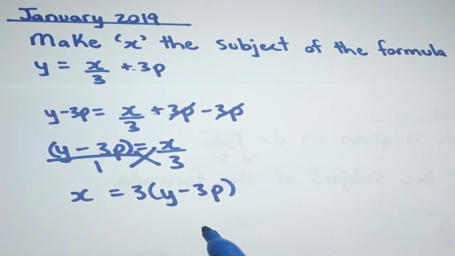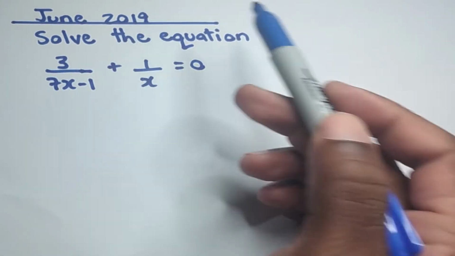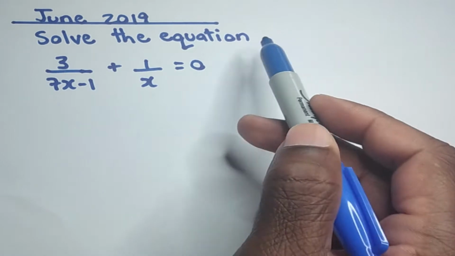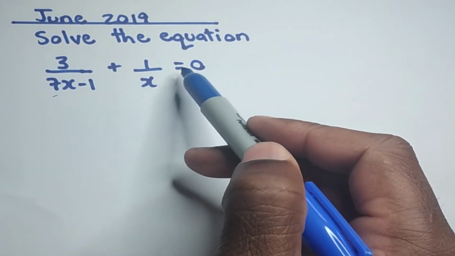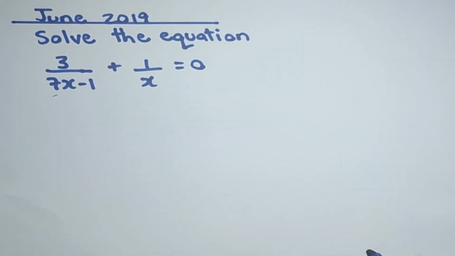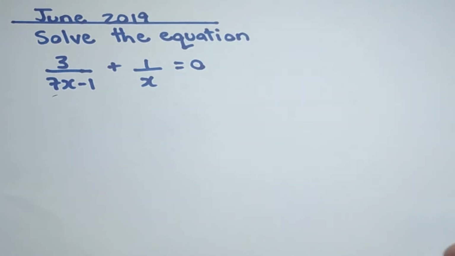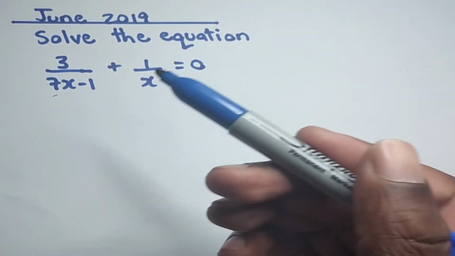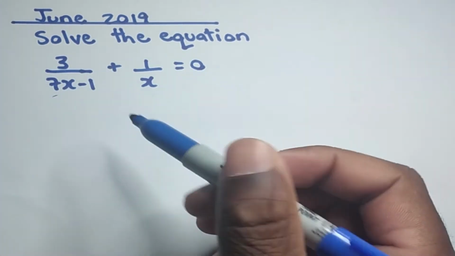Alright, so now let us look at the June 2019 paper. This was a question that was given on the June 2019 paper, and they asked us to solve the equation 3 over 7x minus 1 plus 1 over x is equal to 0. What we can do here is obtain common denominators, so that's what we want to do. The whole goal when adding fractions is to obtain common denominators so that we can add the numerators.